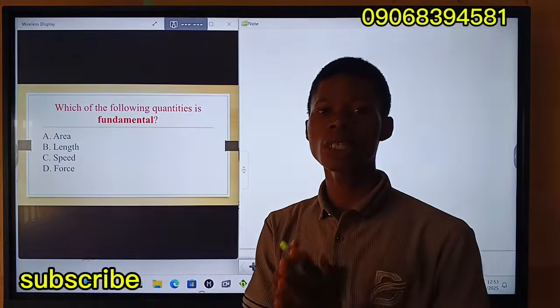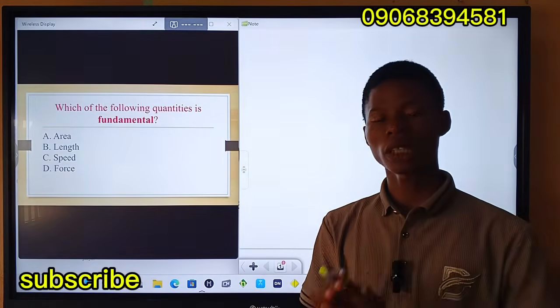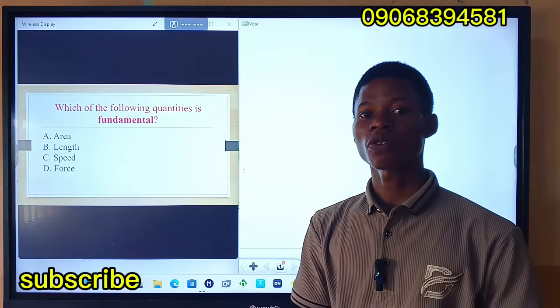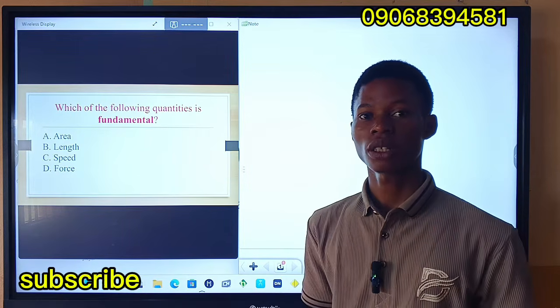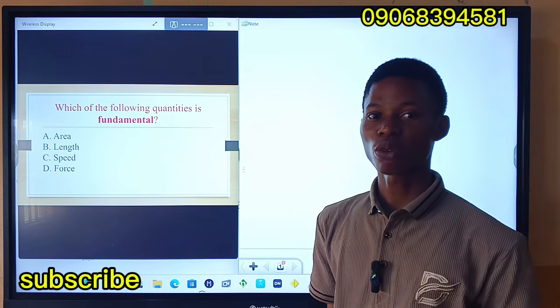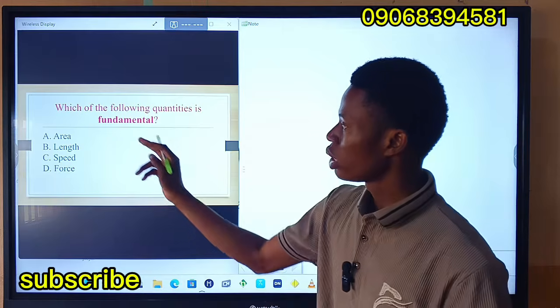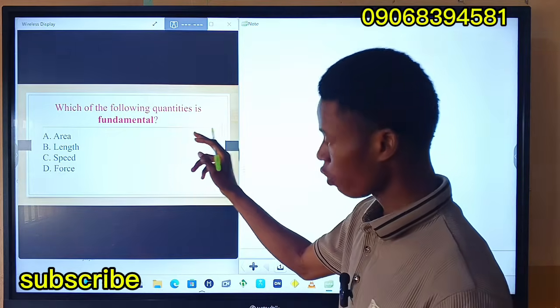Remember, I told you the easiest way to know fundamental quantity or derived quantities. Ask yourself, does this thing have a formula? If it has a formula, just forget it. It's a derived quantity. Do you understand? Can this thing be broken down? If it cannot be broken down, then it's fundamental. So now, they're asking which of the following quantities is fundamental?